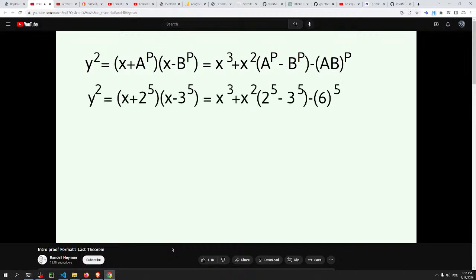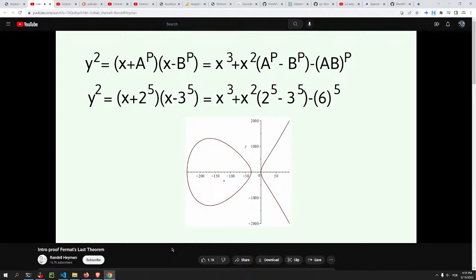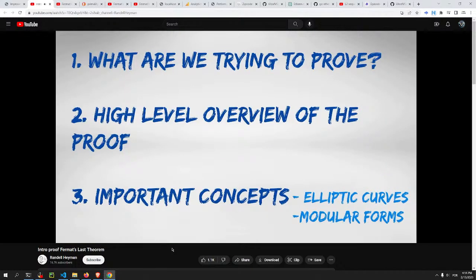Just for example, let's make a equal 2, b equal 3, and p equal 5, and let's put up a graph of what that curve looks like. So let's move on to the second important concept, and that's the idea of modular forms.